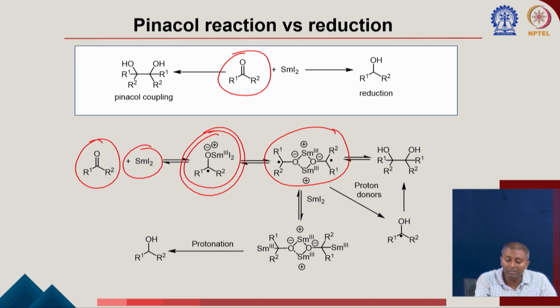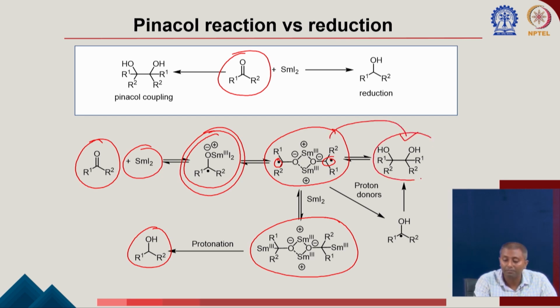From there you can see there is a radical species which is generating, that can also be taken up by the samarium in the case of samarium iodide, which after protonation can form the corresponding alcohol, or from here it can also form the corresponding pinacol.